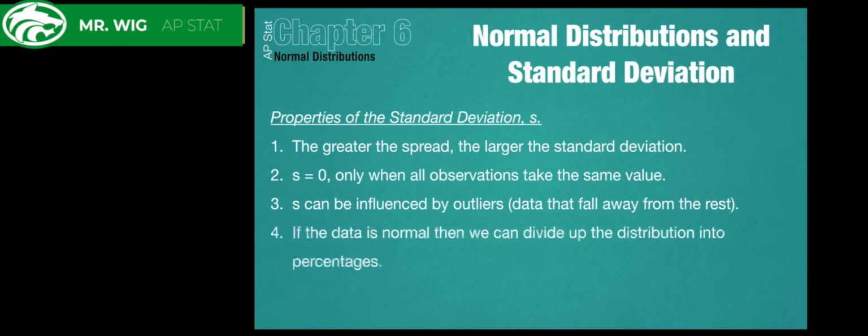Obviously, we just saw the curve. If the data is normal, we can divide it up into those specific percentages, and those are called the empirical rule, or the 68, 95, 99.7 rule. That's a mouthful. If you like that, you can always say that, but I tend to say empirical rule. It's just easier to say.